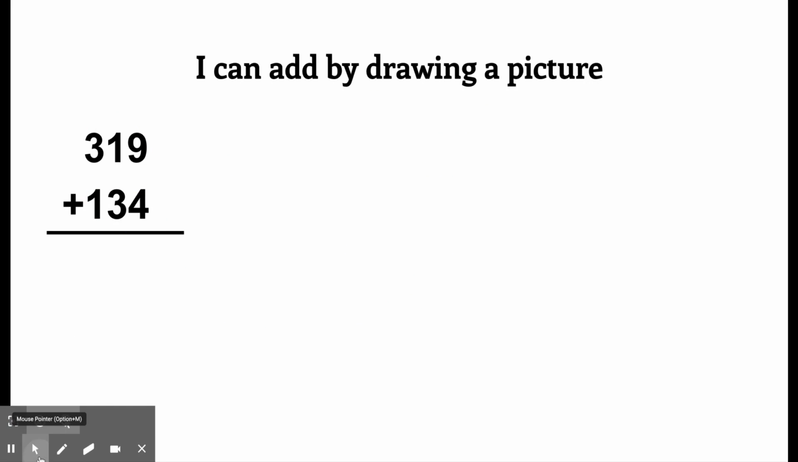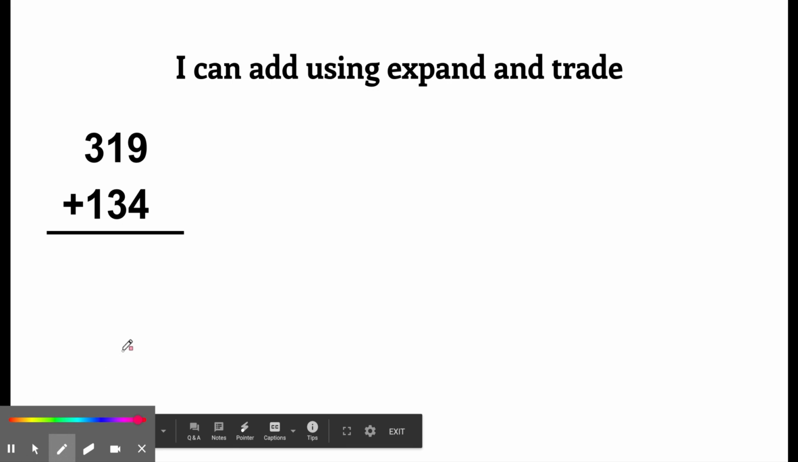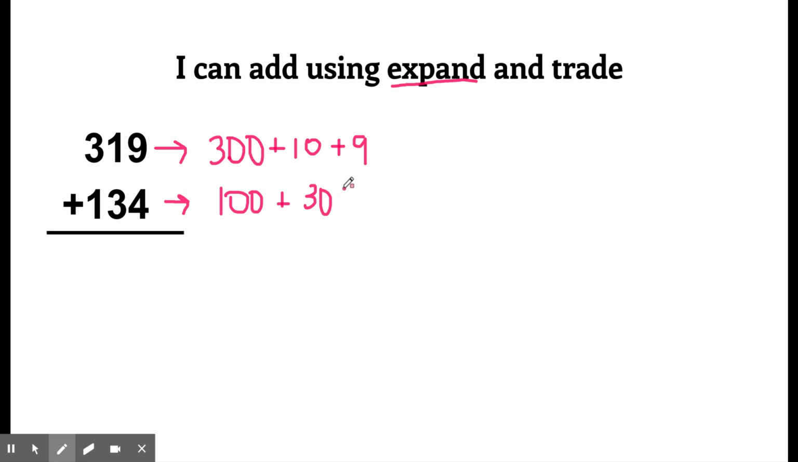We also know that we can use something called expand and trade to help us add numbers together. When I see the word expand, I think of expanded form. And so that's how we start. Remember, we start by writing each number in expanded form. So 319 becomes 300 plus 10 plus 9. And 134 becomes 100 plus 30, because that 3 means 3 tens, and 4 ones. Just like I did before, I'm going to start by adding my ones.